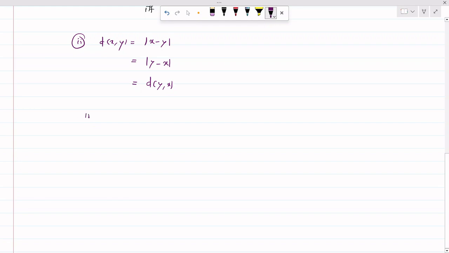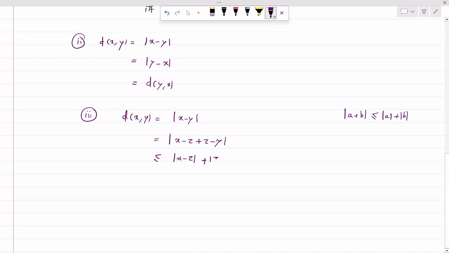For the third condition, we will go like this. What is d of x comma y? That is actually equal to mod of x minus y. I will insert one point z, so I will write it as x minus z plus z minus y. You know that mod of a plus b is always less equal mod of a plus mod of b. So this is less equal mod of x minus z plus mod of z minus y, and by definition this is nothing but d of x comma z plus d of z comma y. So automatically we have established the third condition as well.